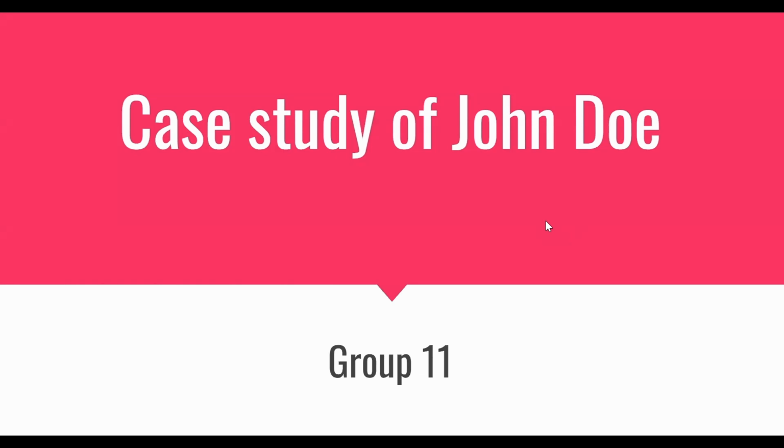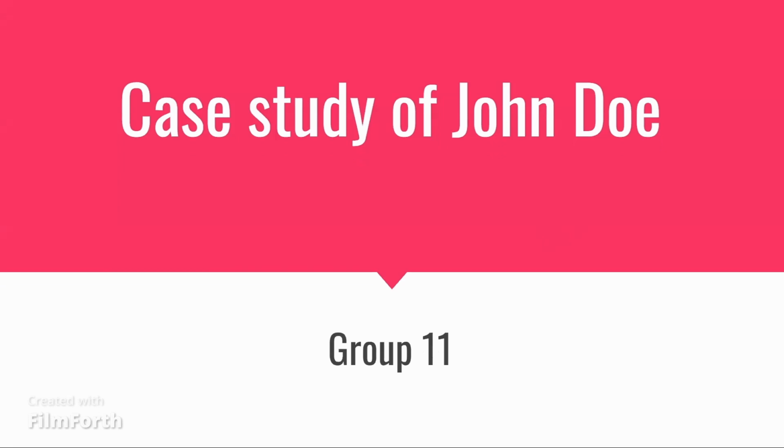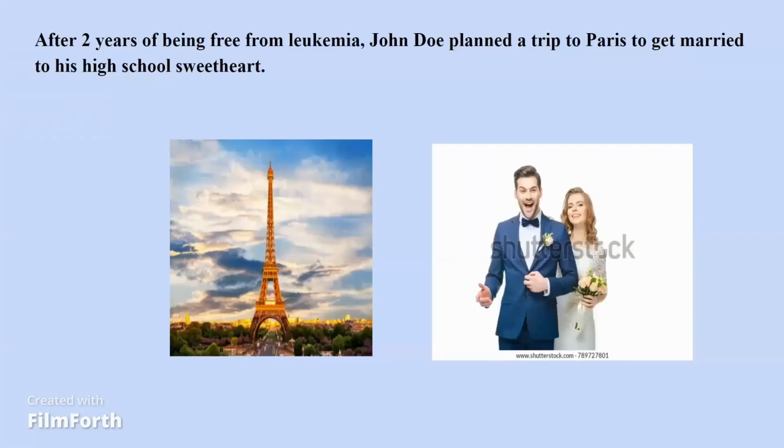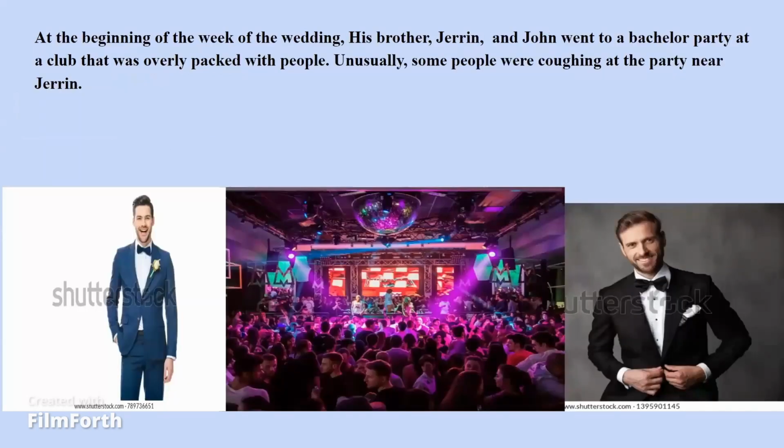We are Group 11, and we present the case study of John Doe. After two years of being free from leukemia, John Doe planned a trip to Paris to get married to his high school sweetheart. At the beginning of the week of the wedding, his brother, Jaron, and John went to a bachelor party at a club that was overly packed with people. Unusually, some people were coughing at the party near Jaron.